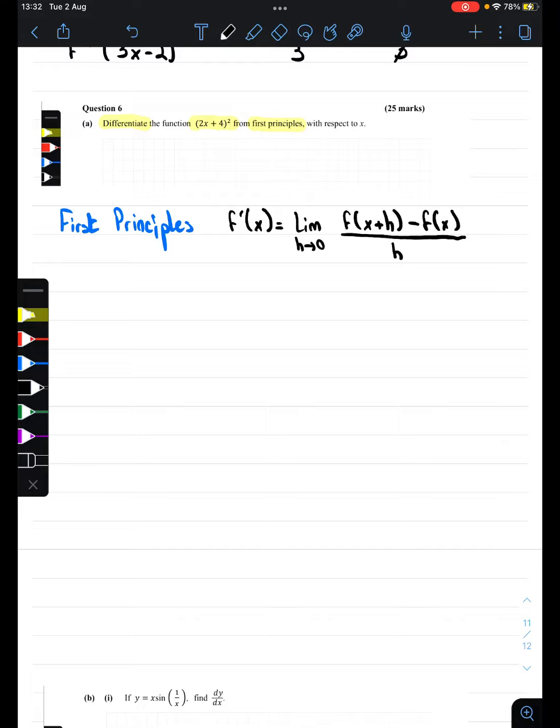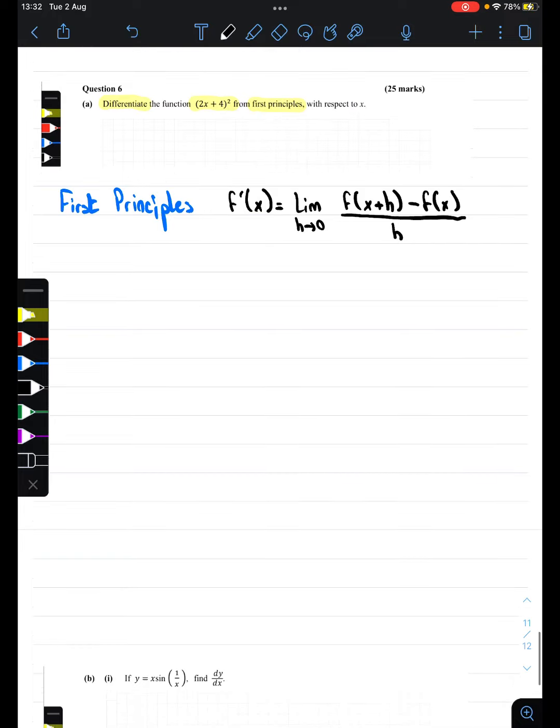So using this idea, we want to differentiate (2x + 4)². Okay, well, we have the limit as h goes to 0 of f(x + h). Well, what is f(x + h)? Well, f(x + h) is just (2(x + h) + 4)², and then minus f(x), which is just (2x + 4)². And then all of this divided by h.